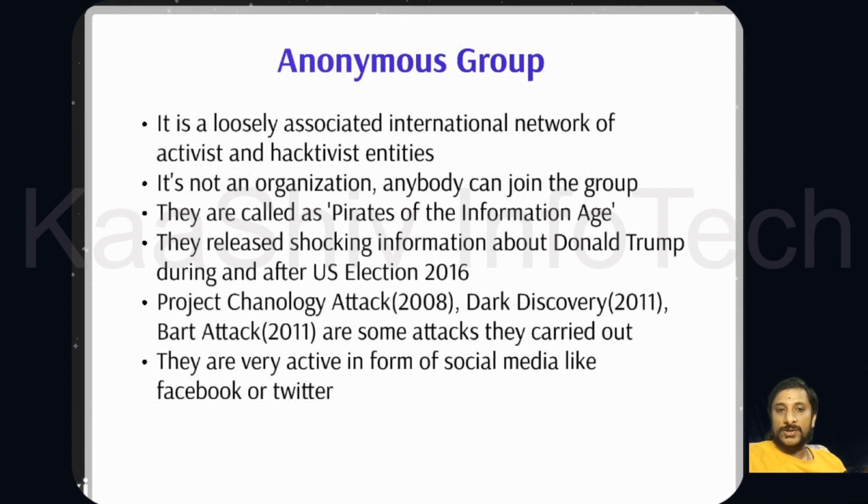They released shocking information about Donald Trump during and after the US election in 2016. Project Chronology attack in 2008, Dark Discovery in 2011, and Batch attack in 2011 were carried out by these people. They are very active in social media and Facebook, and this is a group that does lots of hacking for personal benefit and also for social causes. That is called the anonymous group available in the internet world, in the social networks.